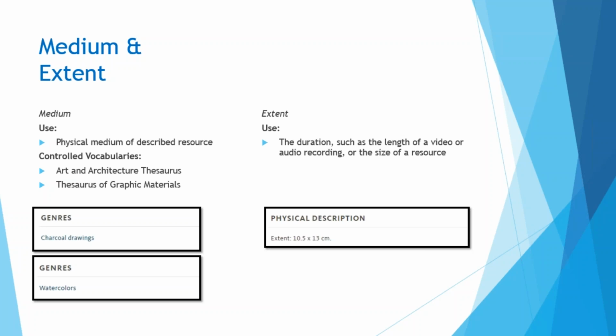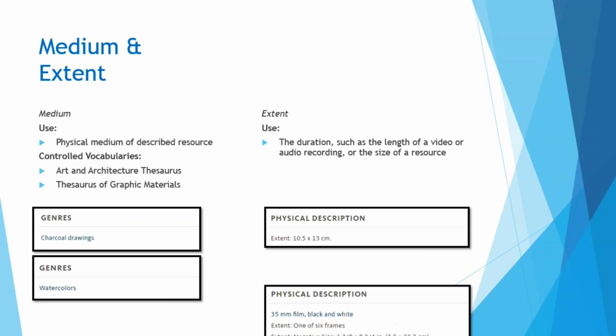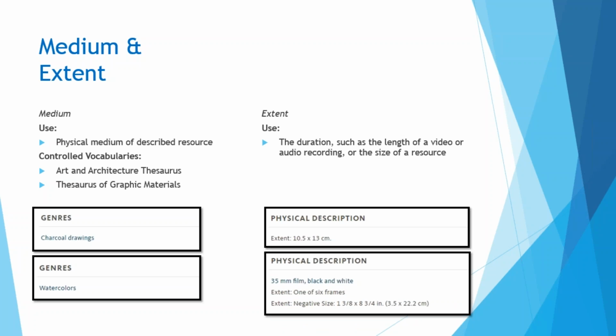The extent descriptions as provided by the New York Public Library Digital Collections here describe the physical size of 2 different objects. One is in centimeters and the other is in centimeters and inches. And neither of these fields are visible in the DPLA user interface, so that is something to consider as well.